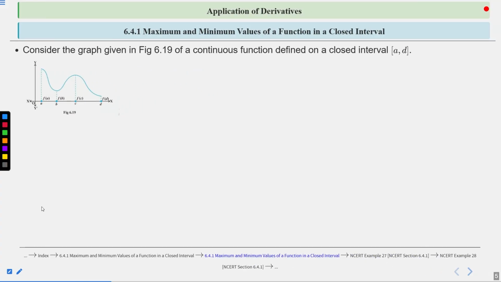Now consider the graph given in figure 6.19 of a continuous function defined on a closed interval [a, b]. The function has a local minima at x = b and the local minimum value is f(b), right? The function f has a local minima at x = b and local minimum value is f(b), okay?